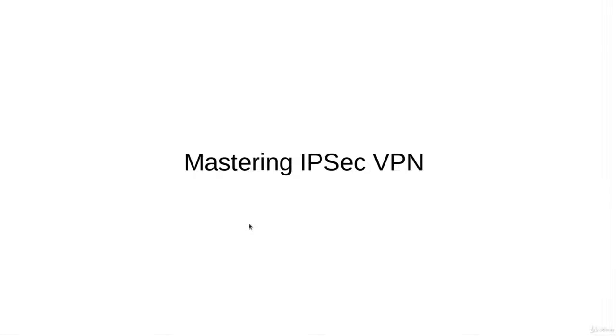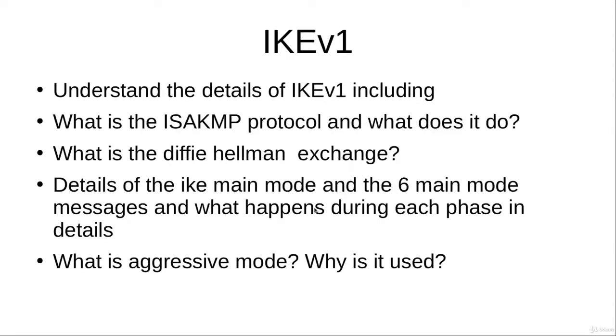VPN IPsec, for both version 1 and version 2. We will go over IKE version 1 in details, including a full step-by-step understanding of the ISAKMP protocol. The ISAKMP protocol is the component of IPsec that allows for the VPN endpoints to negotiate the VPN connection. It is the main component that allows secure communication over a public medium like the Internet.